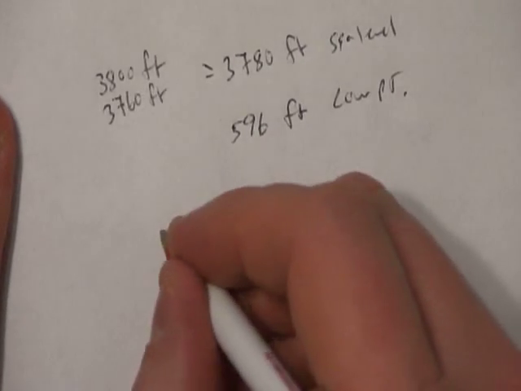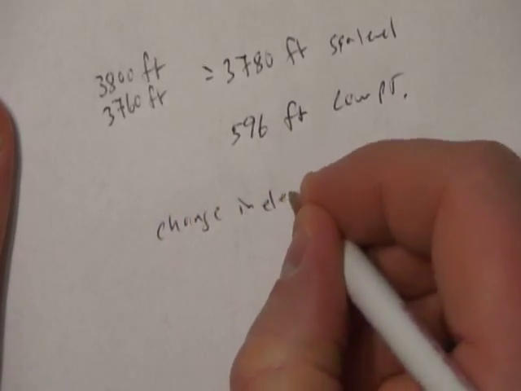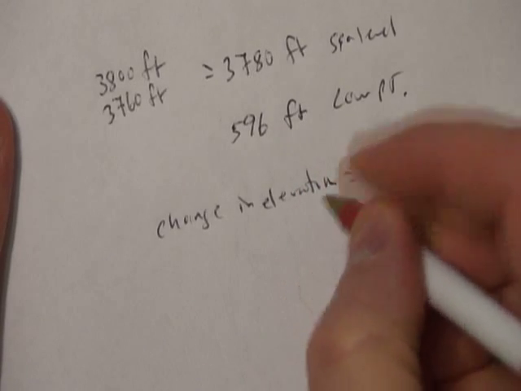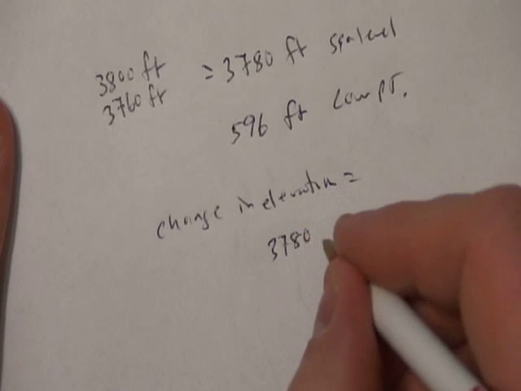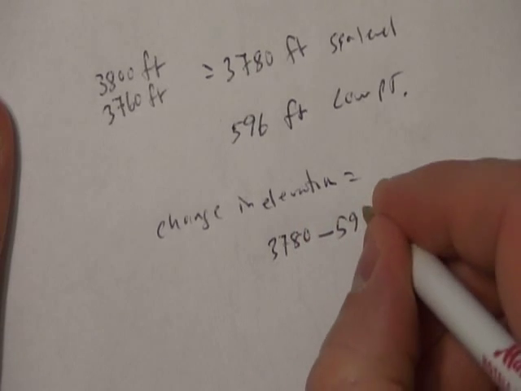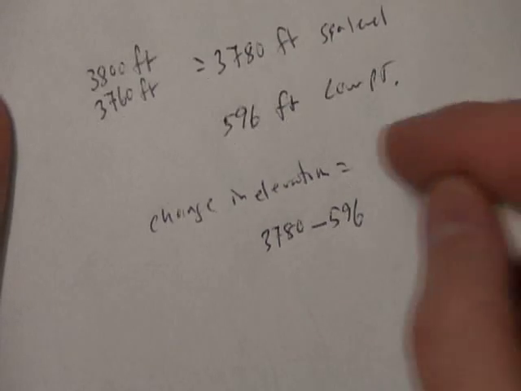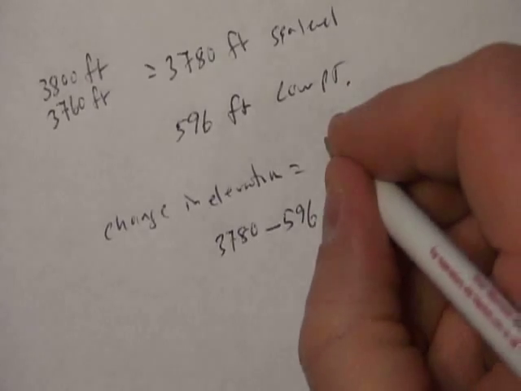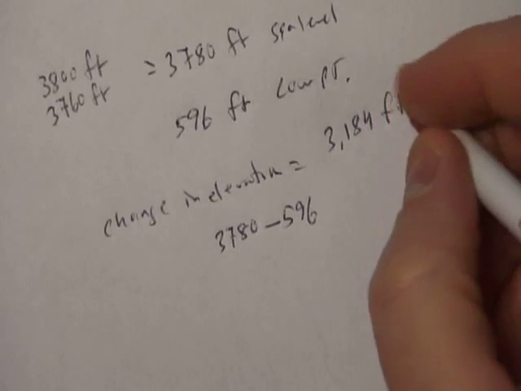So, the change in elevation is the top minus the bottom. And yes, I will use a calculator. 3780 minus 596 equals 3,184 feet.